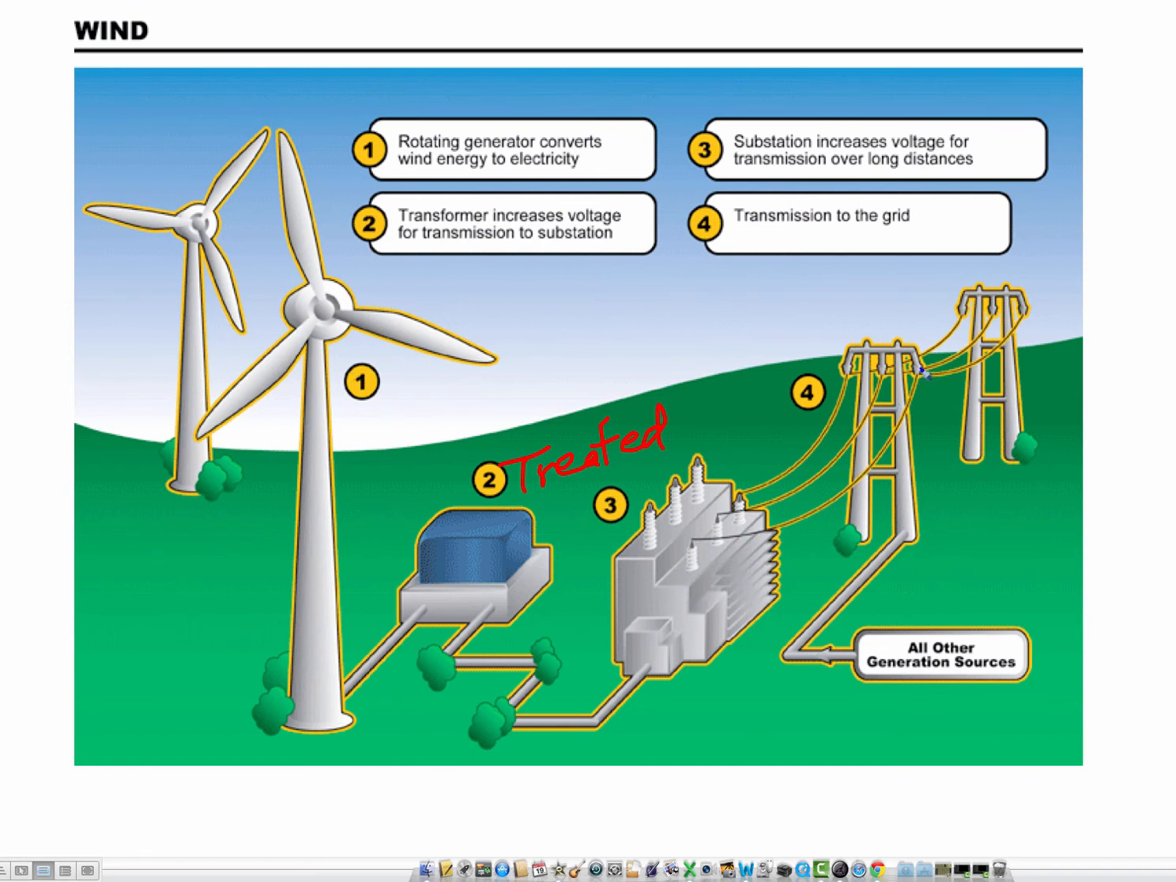Because once it goes out onto the grid, it needs to be almost ready for households and businesses to use. We can reduce the voltages when it's out on the grid through local substations, which will use transformers to damp the voltages down to where we can use them in our homes and businesses. So, okay, let's move on to paragraph 9.